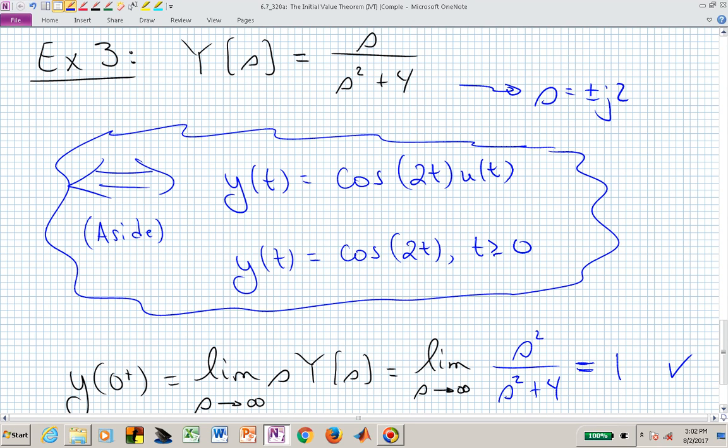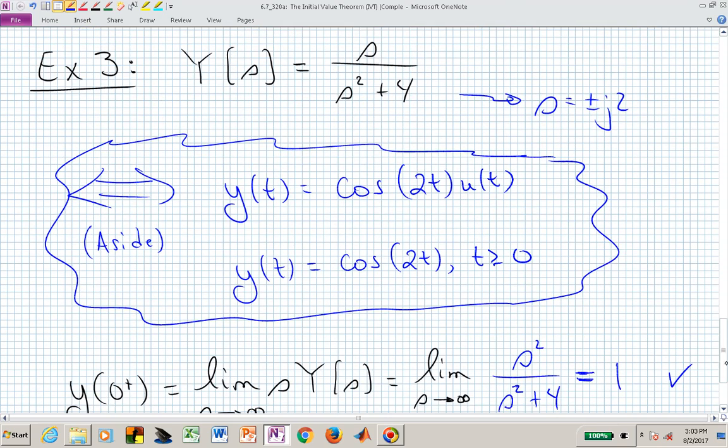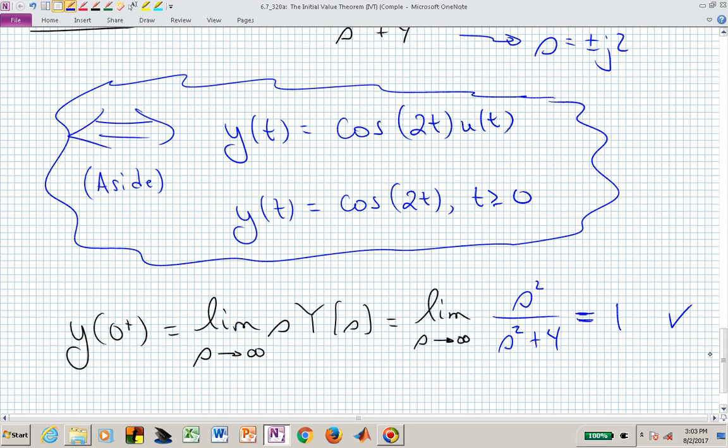So now you can see that for the initial value theorem, it's not so important where the poles are, it's just whether this particular limit exists, and if it does, then you can apply the initial value theorem. In this case, we confirmed by looking at the exact expression for little y of t that indeed the initial value theorem does give us the correct result, which is that we're starting that signal at time t equals 0 plus at a value of 1.